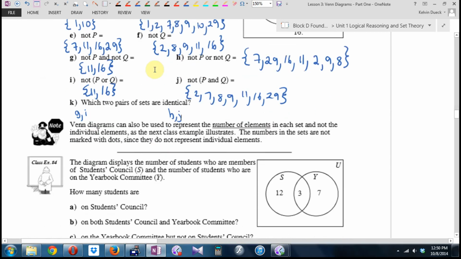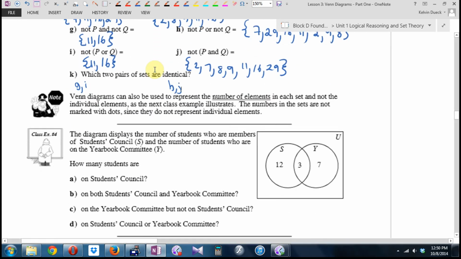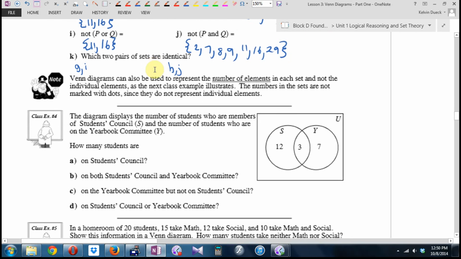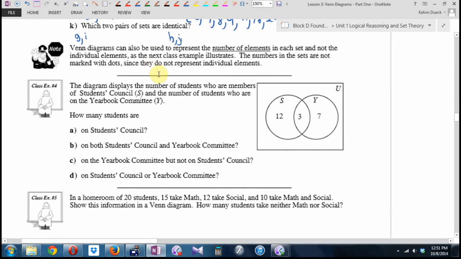Venn diagrams can also be used to represent the number of elements in each set, and not the actual elements, as the next class example illustrates. So the numbers in the sets are not marked with dots because you're not saying that set S has a 12, a 3, and set Y has a 3 and a 7. Instead, that's saying how many there are in set S. Here's what it says. This diagram displays the number of students who are members of the student council and the yearbook committee.